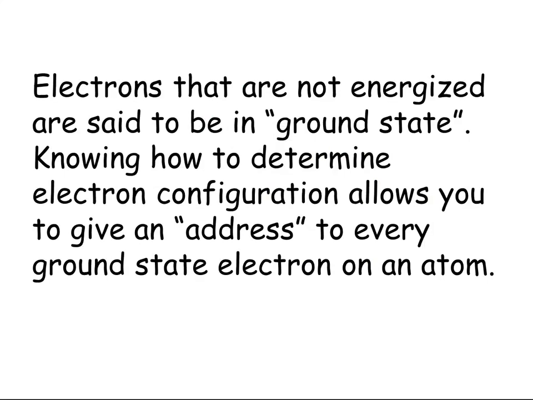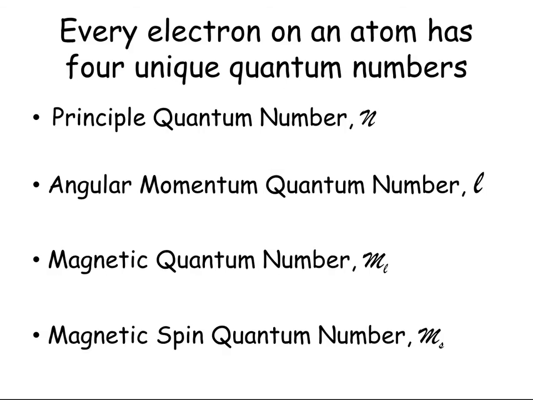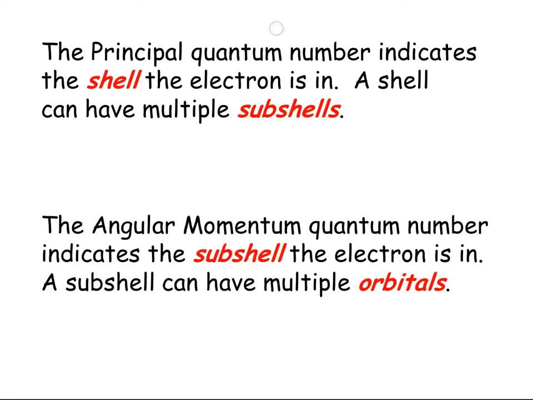Electrons that are not energized are said to be in ground state. Knowing how to determine the electron configuration allows you to give an address to every ground state electron on an atom. Every electron on an atom has 4 unique quantum numbers: the principal quantum number, designated N, angular momentum quantum number, L, magnetic quantum number, M sub L, and the magnetic spin quantum number, M sub S. And we're going to talk about how to derive these quantum numbers.